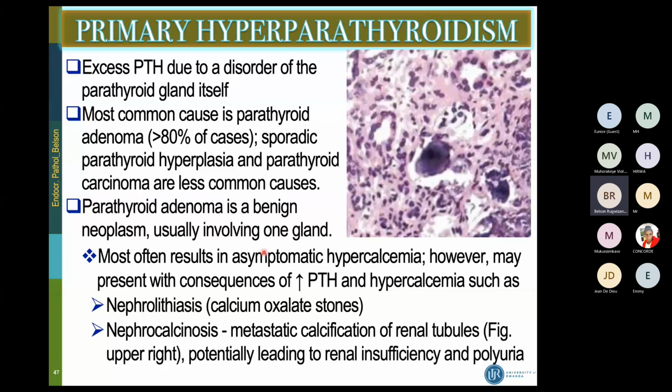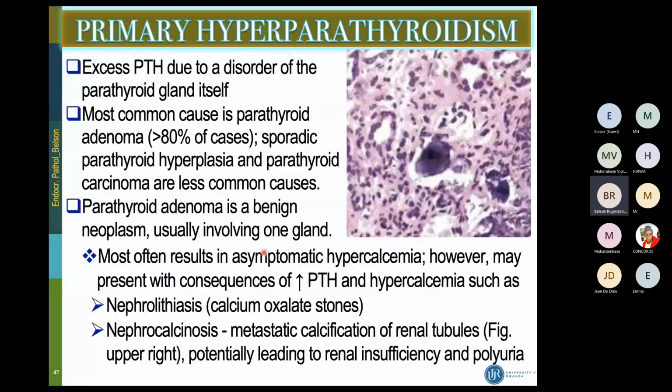So the diseases we have: hyperparathyroidism. It can be primary or secondary. Primary is when it is due to overproduction of PTH by the parathyroid gland itself. Secondary is when the PTH is high but this is due to other causes beyond the parathyroid gland. We call it secondary hyperparathyroidism.